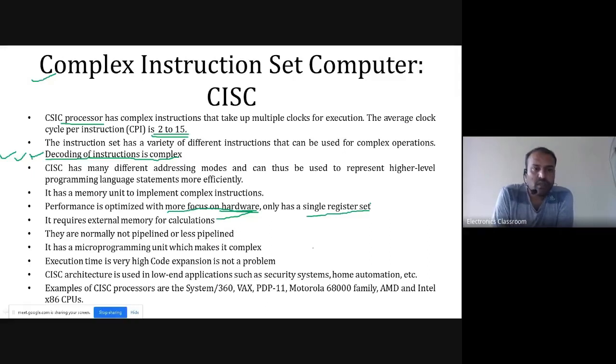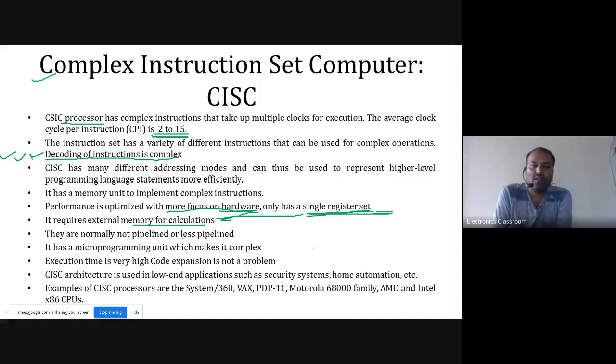Then it requires external memories for calculation. Why? Because we have a limited number of registers. So for having extra data space, we have to use external memory.